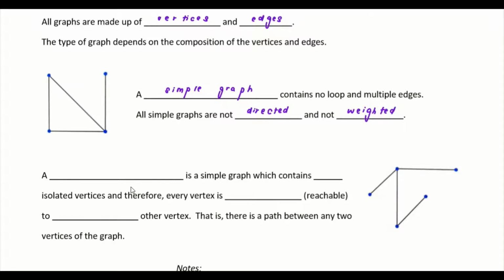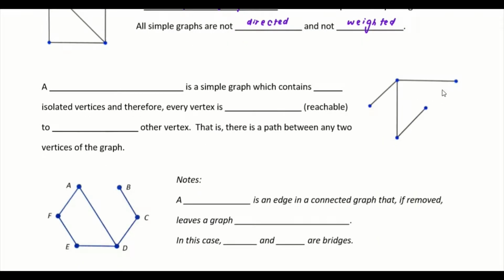The second type of graph that we want to see is called a connected graph. So what is a connected graph? A connected graph is one type of simple graph as well, which means you cannot have any multiple edges or any loop. A connected graph is a simple graph which contains no isolated vertices. That's why it's called connected.